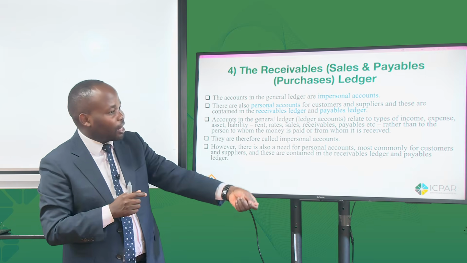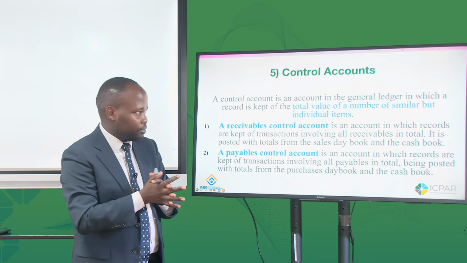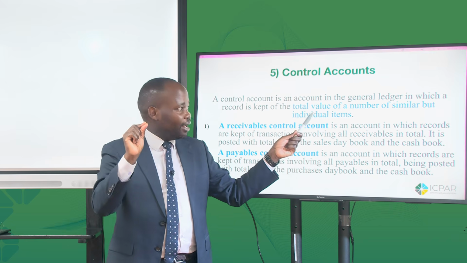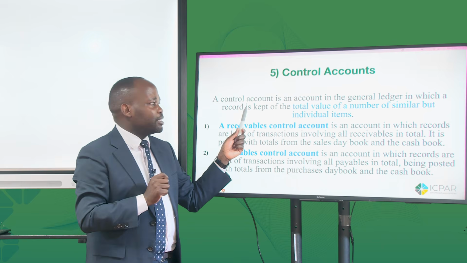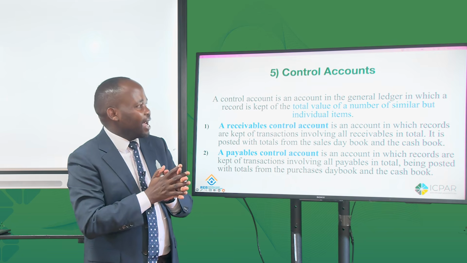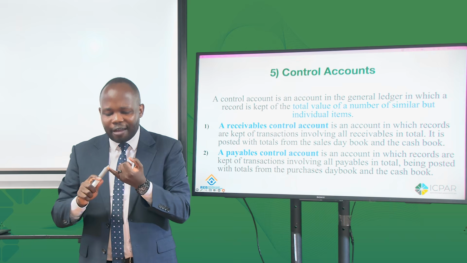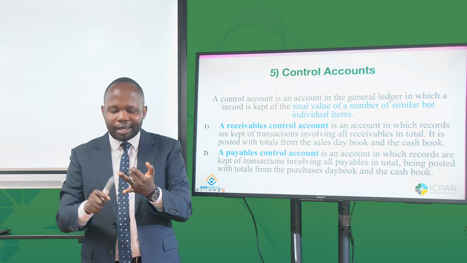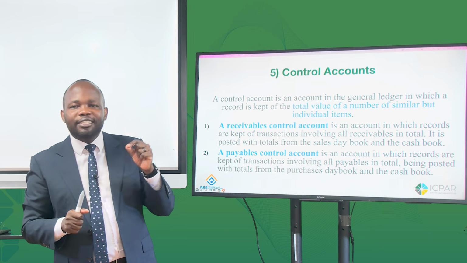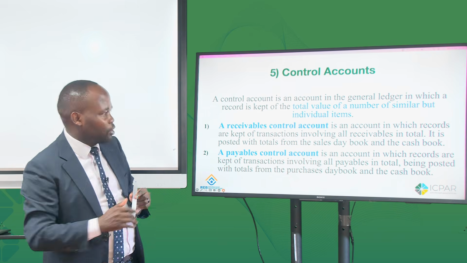So in our next item, we are now looking at control accounts. A control account is an account in the general ledger in which a record is kept of the total value of a number of similar but individual items. We have two types of control accounts. Number one, what is called a receivables control account, and number two, a payables control account. Receivables is related to customers. Payables is related to suppliers.